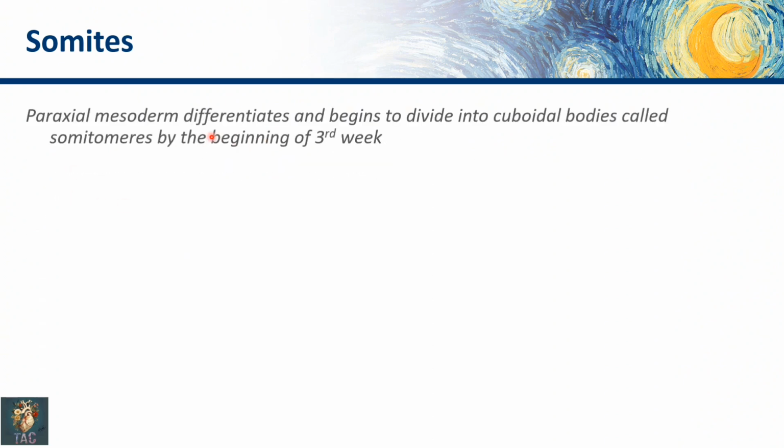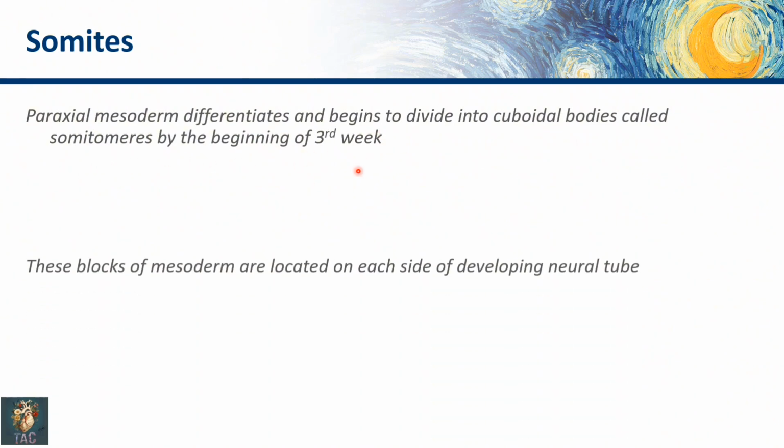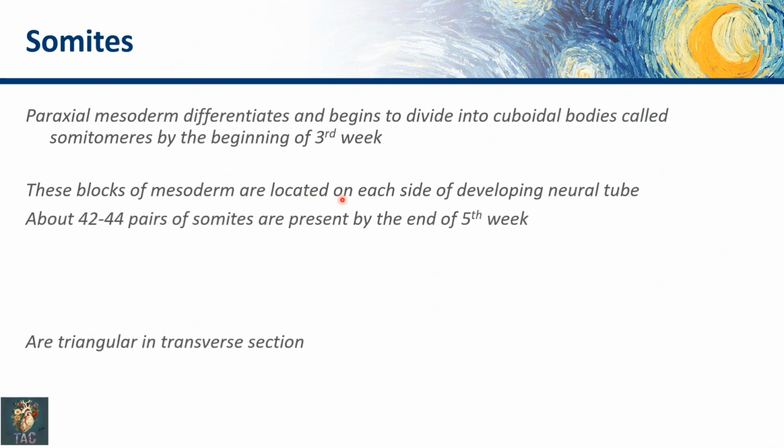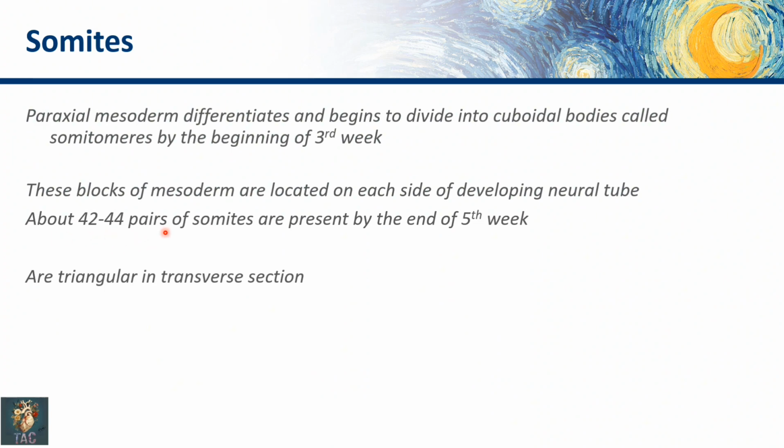So paraxial mesoderm differentiates and begins to divide into cuboidal bodies called somitomeres by the beginning of the third week. These blocks of mesoderm are located on each side of the developing neural tube. Nearly 42 to 44 pairs of somites are present by the end of the fifth week. In a triangular section, they form distinct surface elevations on the embryo. So please remember, the first pair of somites appears near day 20, that is in the 3rd week of development. Near day 20, the first pair of somites appears.